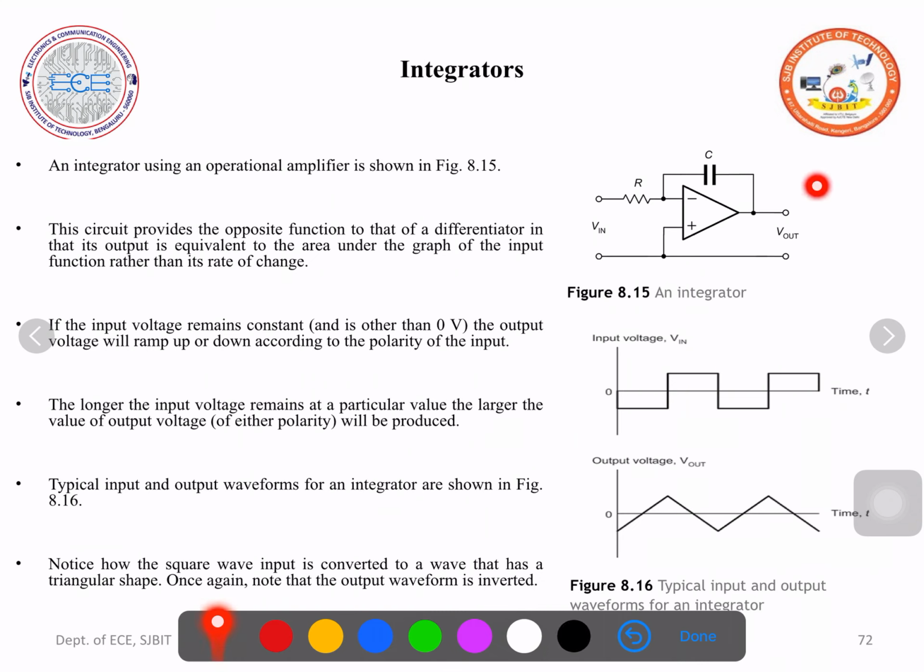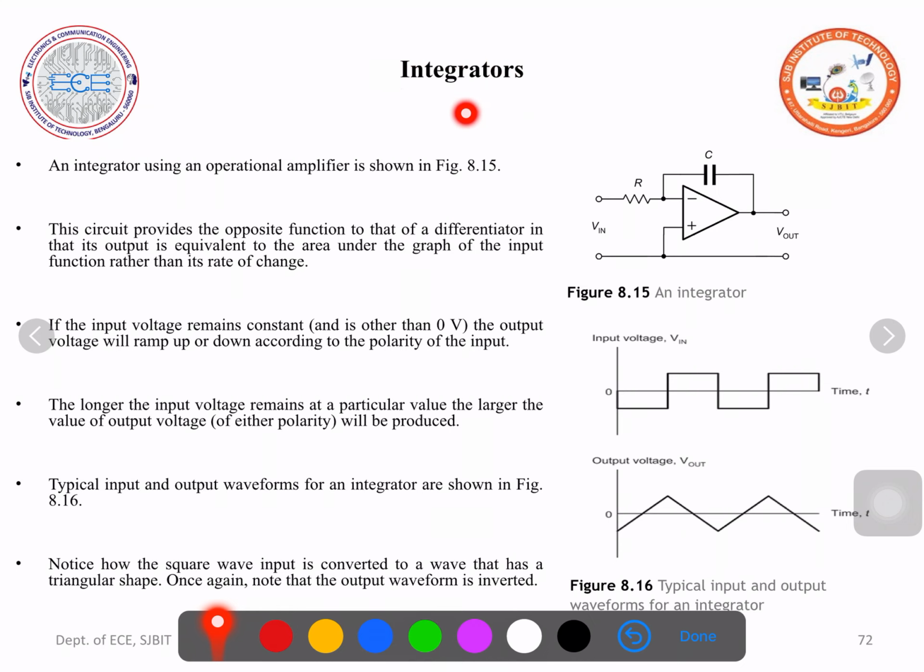Integrators. Observe the circuit. Earlier in the differentiator we applied the input through a capacitor, but here feedback is applied through a capacitor and the input is applied through a resistance. As usual, the non-inverting terminal is grounded. Here also the output will be the inverted form of the integral of the input.